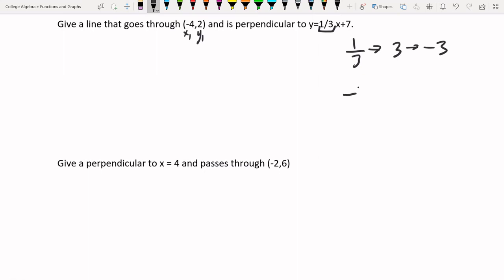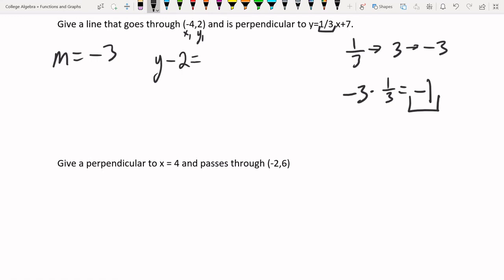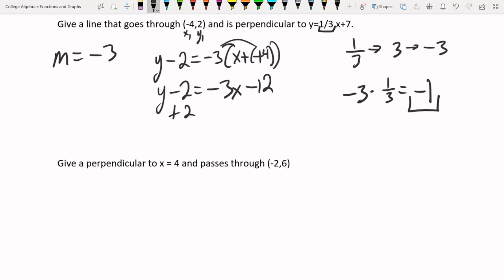That's the negative reciprocal slope. You can always test it by saying -3 times 1/3 gives you -1. If you get -1, you know they are perpendicular. So our slope is -3. We have our point, so we can use the point-slope formula: y minus y1 equals m times x minus x1. Those become positive, distribute the -3, giving us -3x minus 12. Add 2 to get y equals -3x minus 10.